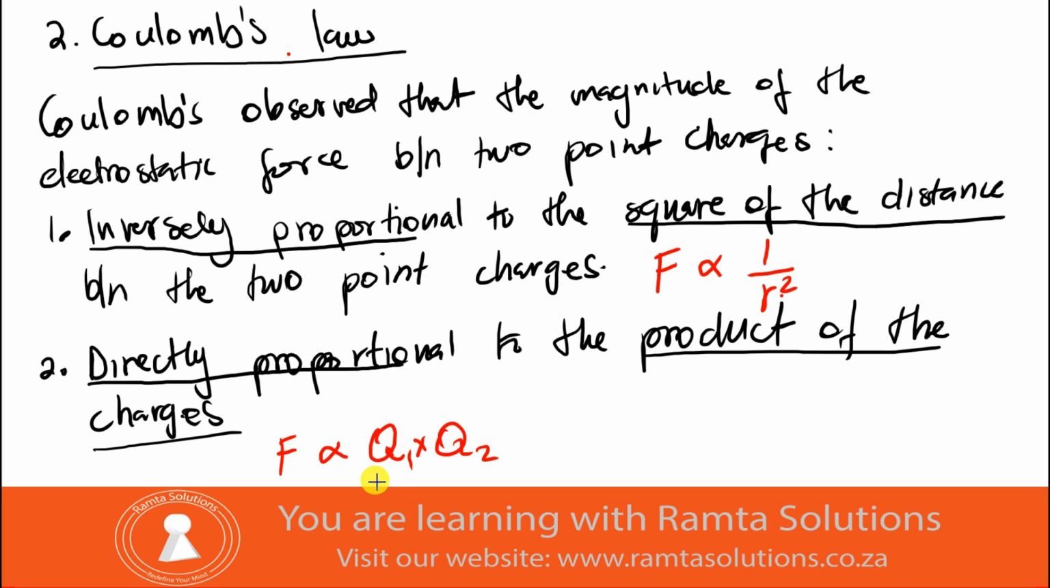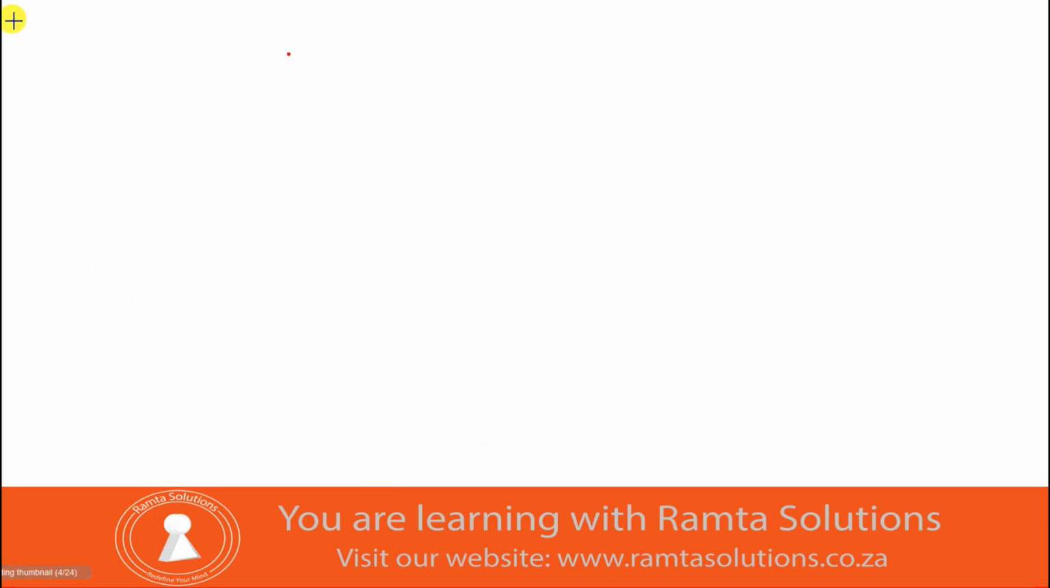But remember, the title is Coulomb's law. So what is Coulomb's law saying? Coulomb's law says the magnitude of the electrostatic force between 2 point charges is directly proportional to the magnitude of the charges and inversely proportional to the square of the distance between them. I'm going to write that down.